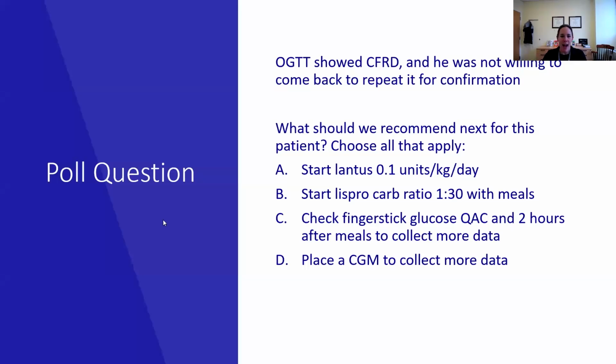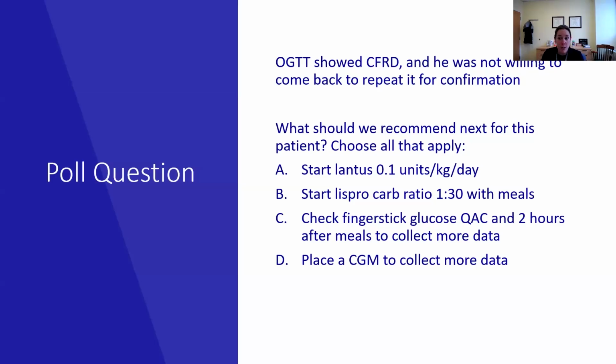All right, so I have another poll question. Bob, pull it up, here we go. Okay, so the OGTT showed CFRD, and whenever we see that, we really need to repeat it to confirm that that's actually the case. But this patient was not willing to come back to confirm it, which is very common, as very few are actually willing to do that test again. And so now what are our next steps?